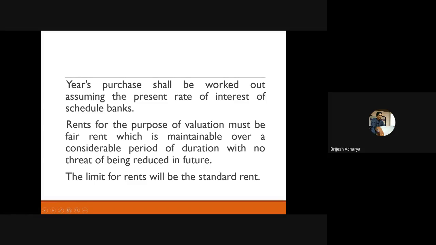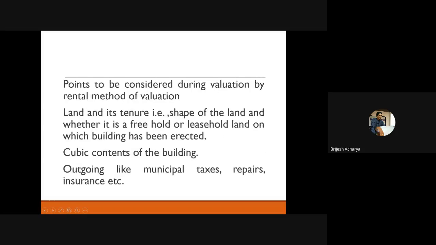So the limit for rents will be that of the standard rents. Points to be considered during valuation by the rental method of valuation: number one, land and its tenure, the shape of the land, and whether it is a freehold or leasehold property on which the building has been erected, right?